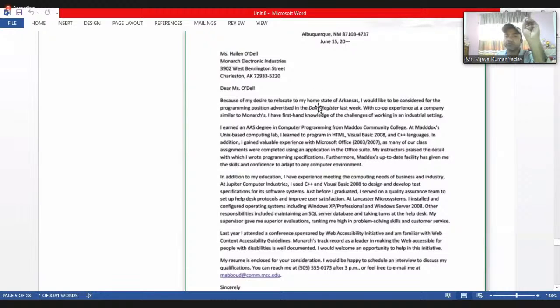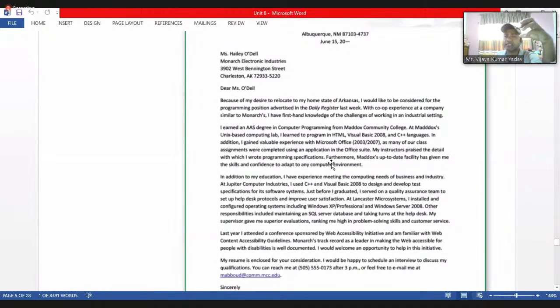You have to mention this point in the first paragraph, and that you would like to apply for this post. This also you have to mention in the first paragraph. In other paragraphs you can give the details. For example, see, "I earned an AAS degree in computer programming from Maddox Community College." Okay, all these are the details given.